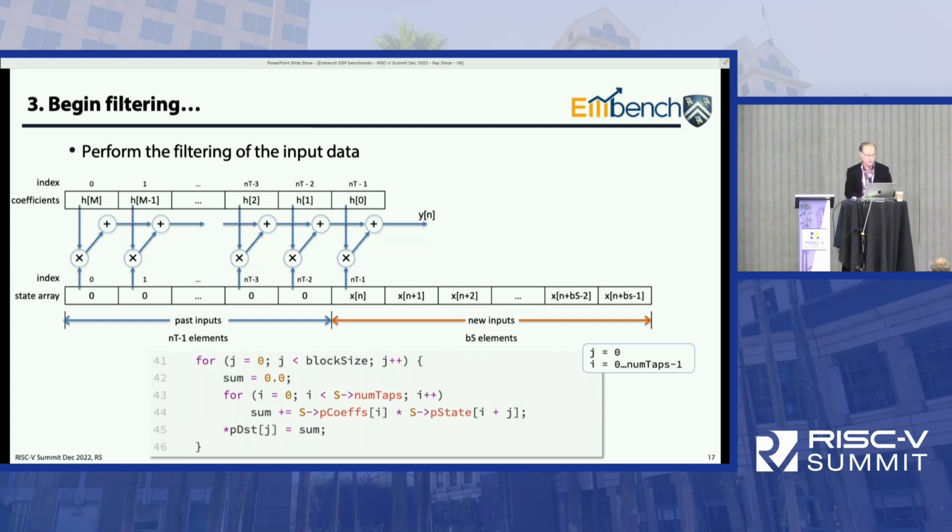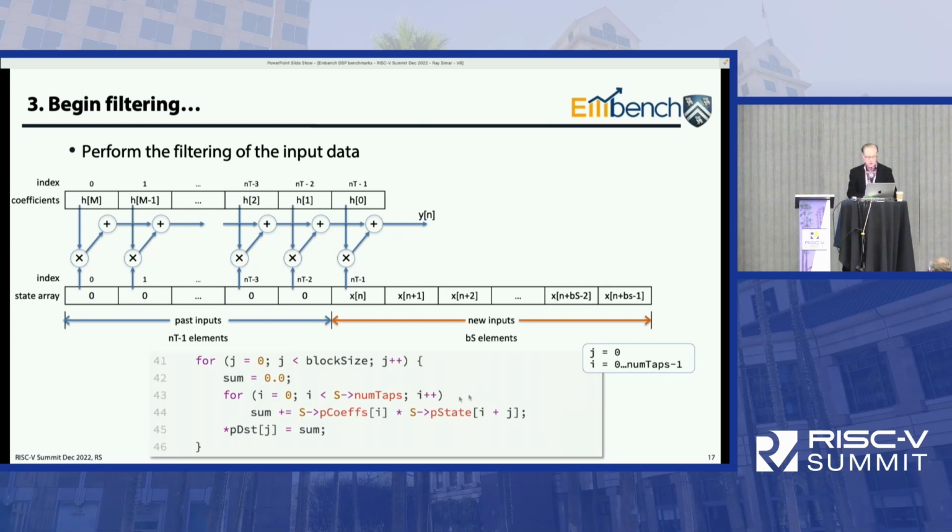Now, we're to the point where we finally get to filter something. So here's what it's going to look like. These are the filter coefficients. I'm going to take these filter coefficients, multiplying them by past inputs to the filter, sum them up, and that'll give me the output y of n. And I'm going to run you through a few steps of this. Hold on. And I start with j equals 0.